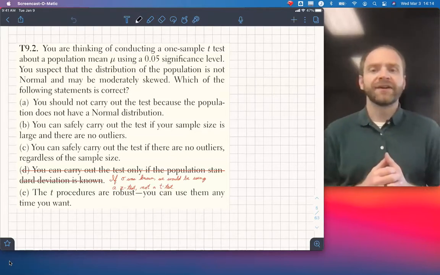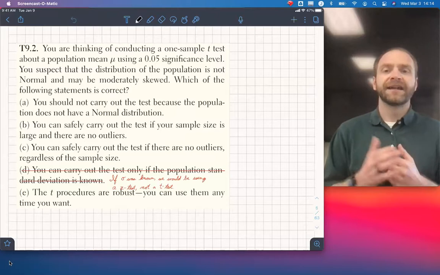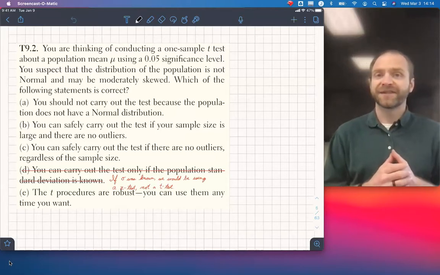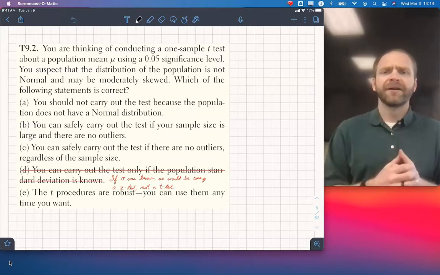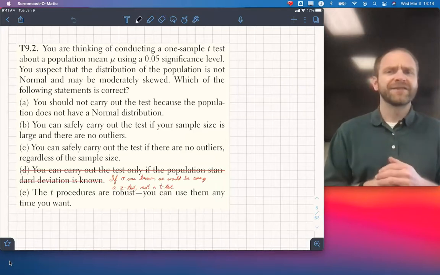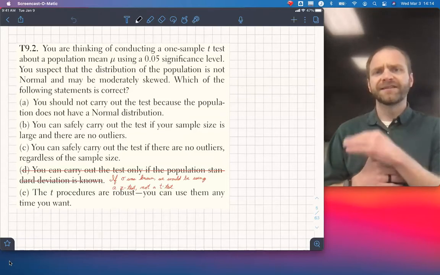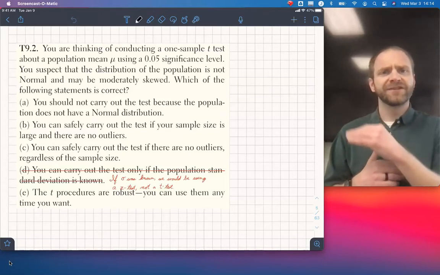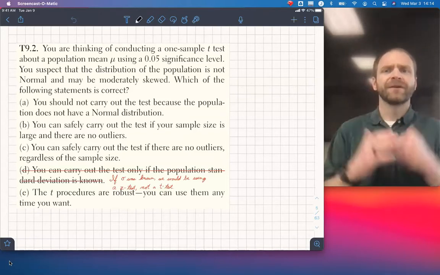C says you can safely carry out the test if there are no outliers regardless of the sample size. But then I'm also going to look up above. B says you can carry out the test if your sample size is large and there are no outliers. Do you see how B and C have a very similar phrasing to each other? So my mind's going there.